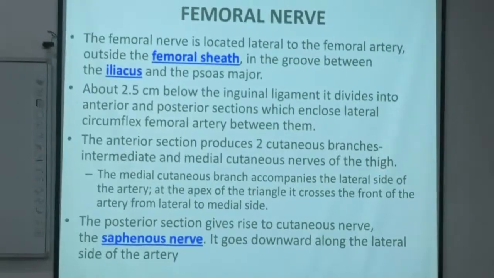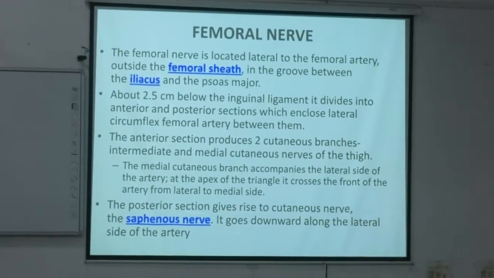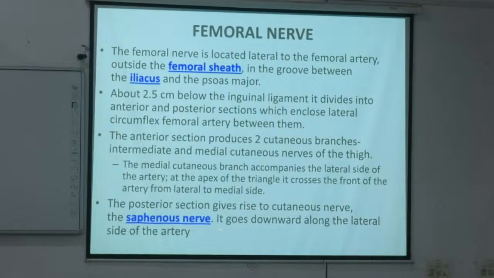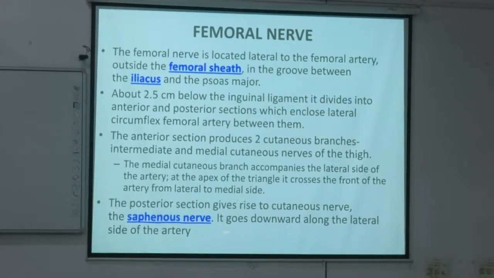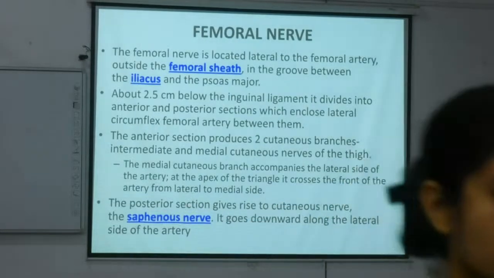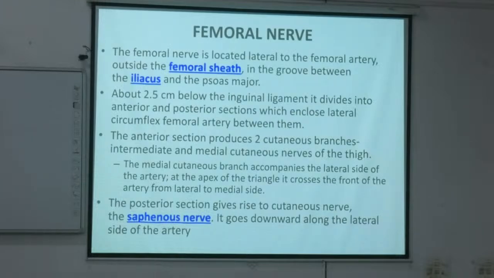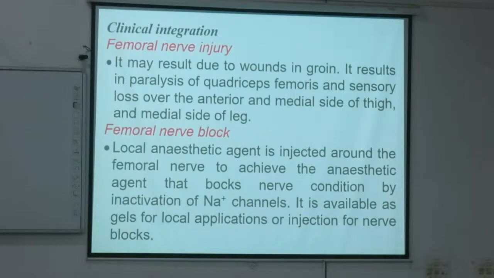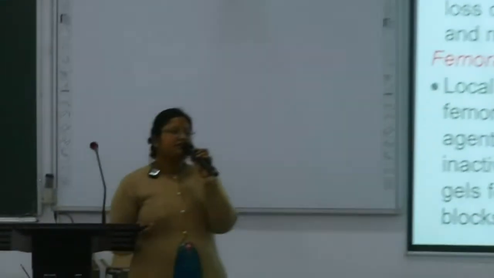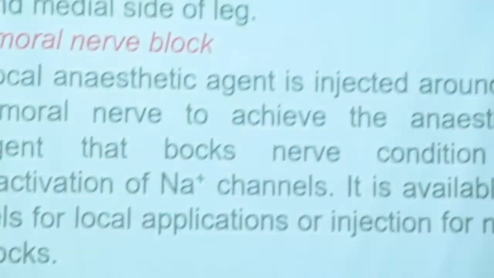Okay, so two cutaneous branches and one muscular branch supplying the sartorius. The posterior division gives only one cutaneous branch, and the rest are muscular branches. The one cutaneous branch is known as the saphenous nerve. It goes downward along the lateral side of the artery, and the muscular branches supply the four muscles of the quadriceps femoris: rectus femoris and three vasti, medialis, lateralis and intermedius, all supplied by this posterior division of the femoral nerve.